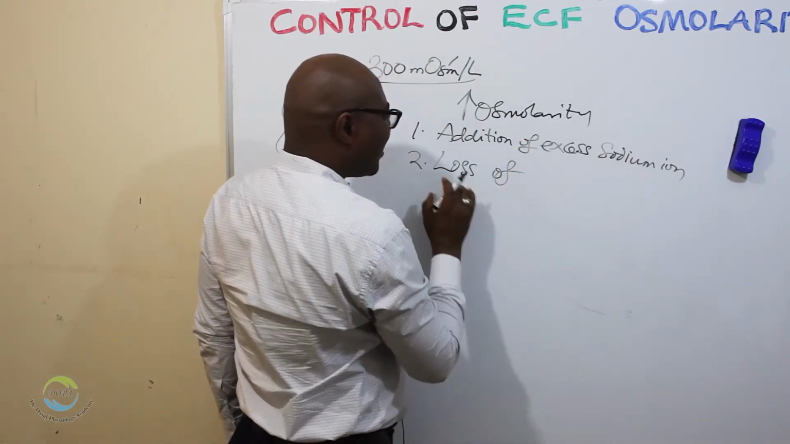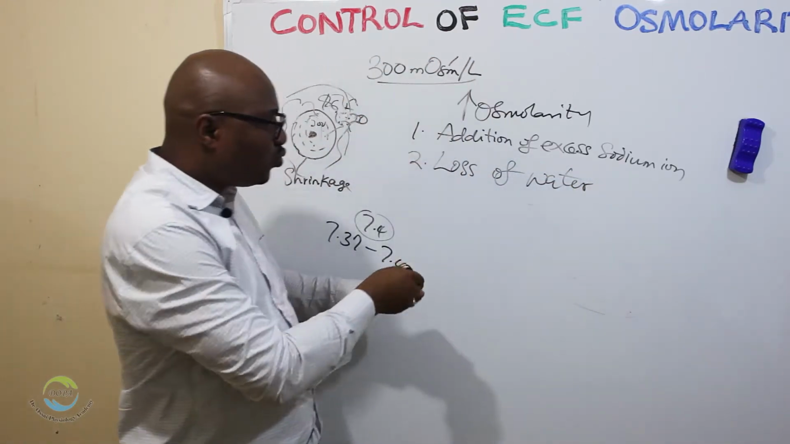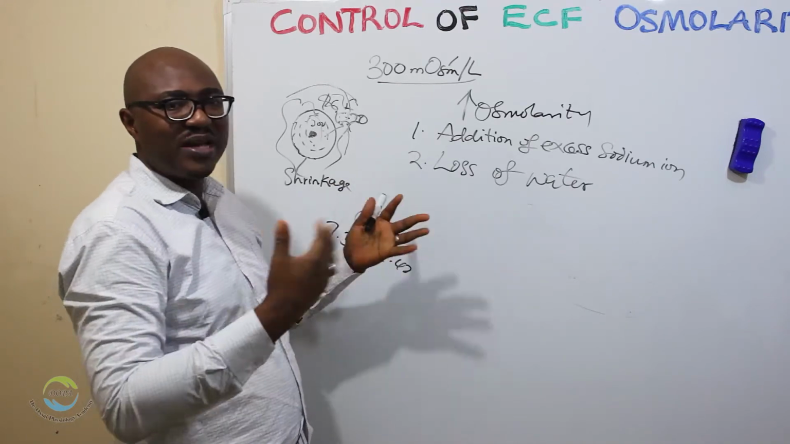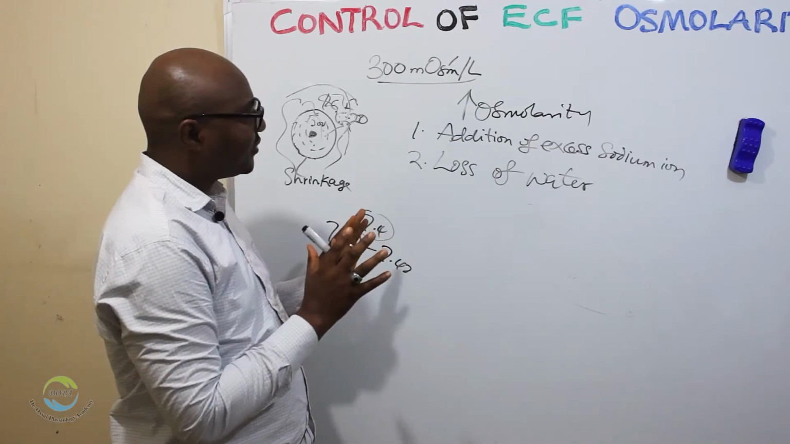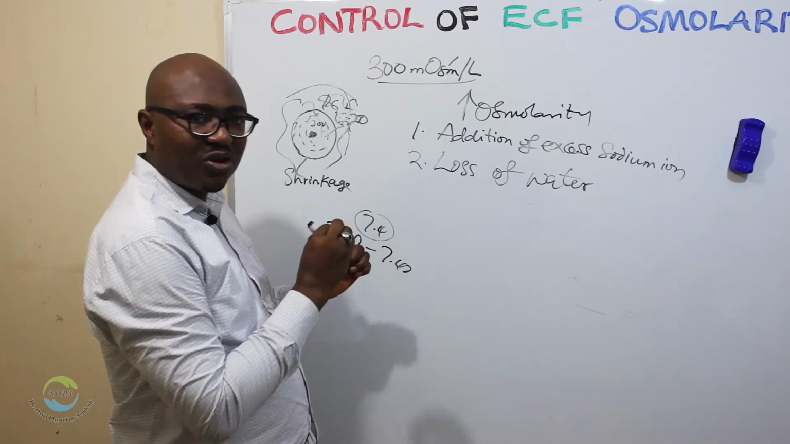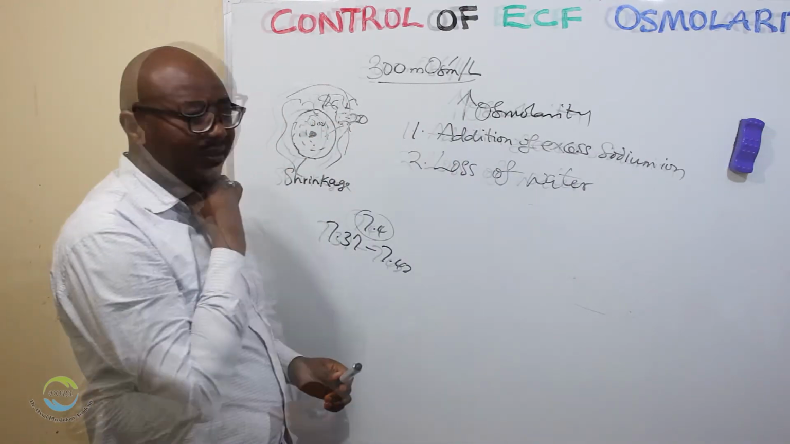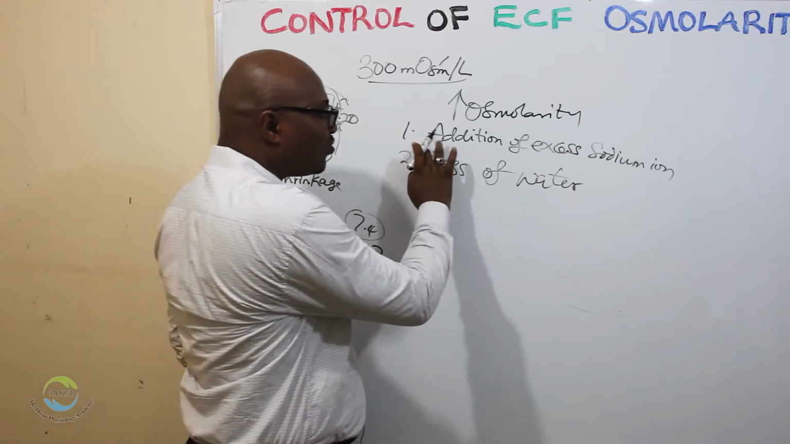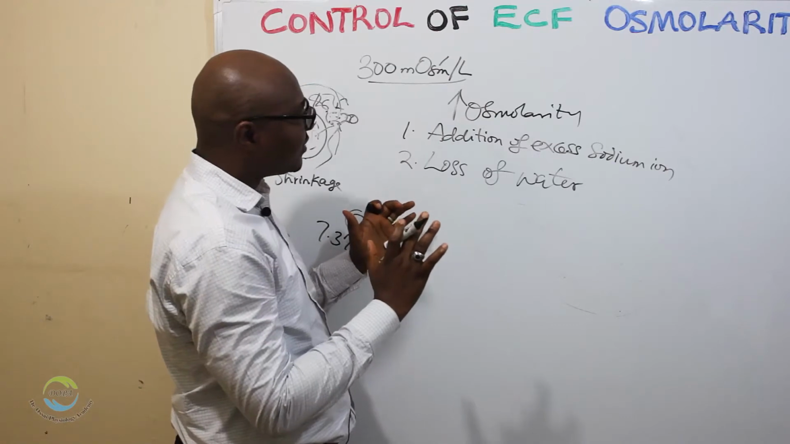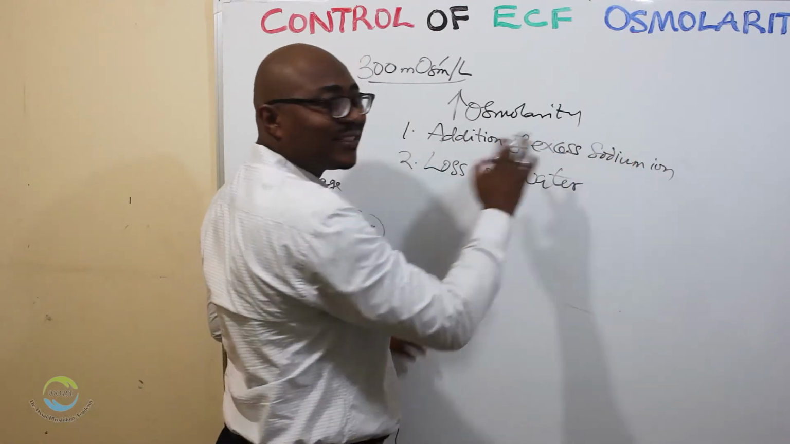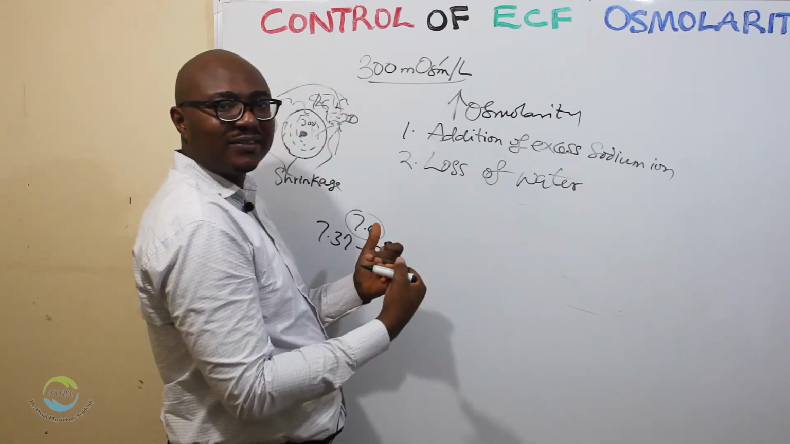Addition of excess sodium and loss of water. If you lose more water, it happens maybe when you are sweating. When you are sweating, you are losing more water than sodium ions, okay? When you sweat so much, you become dehydrated. At that moment, your ECF osmolarity increases. So these are the two major things that happen when there's increase in osmolarity. Either there is addition of excess sodium ion, which will increase it, or there is now loss of water.